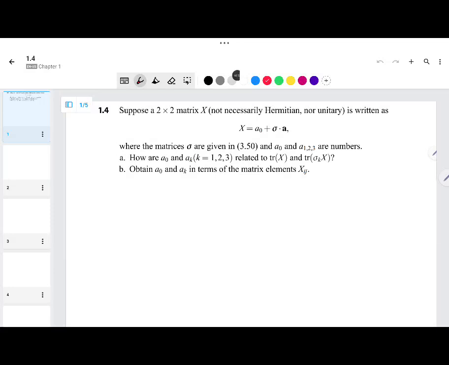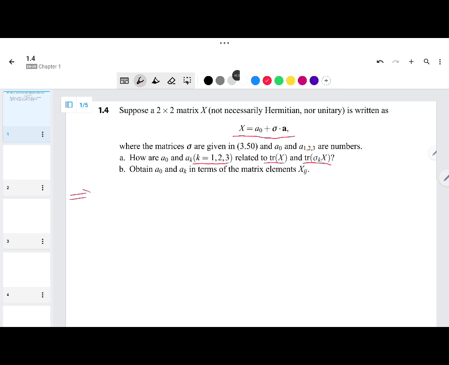Okay, so we are given a matrix here, which is written in a form like this, and we need to find how these constants or coefficients a0, a1, a2, a3 are related to the trace of the matrix X and the trace of this kind of form, right?